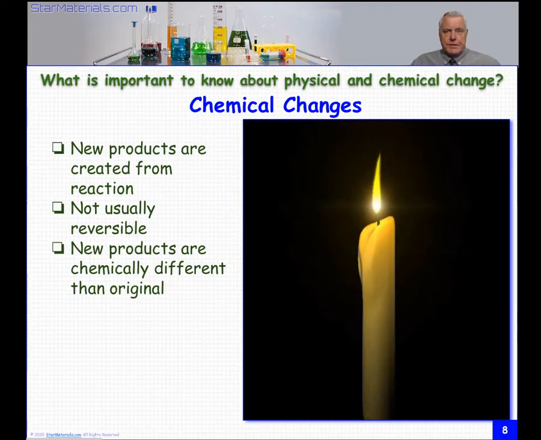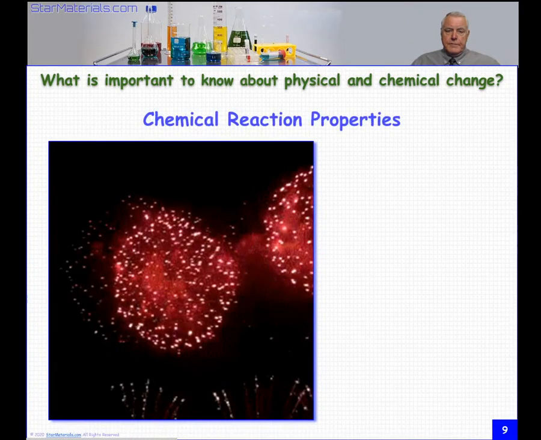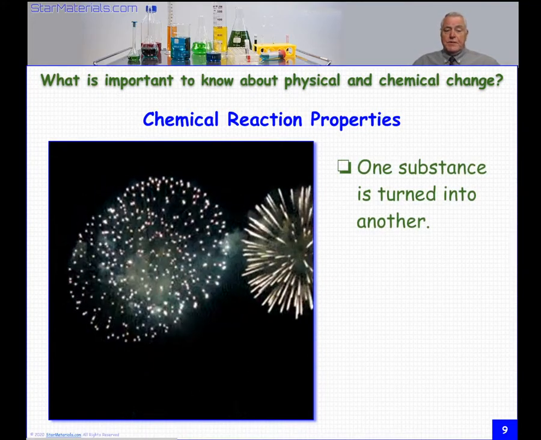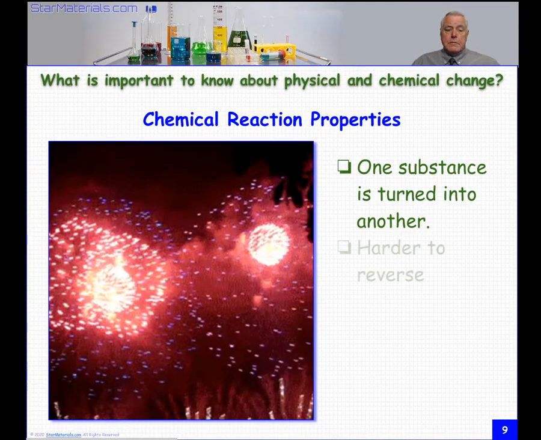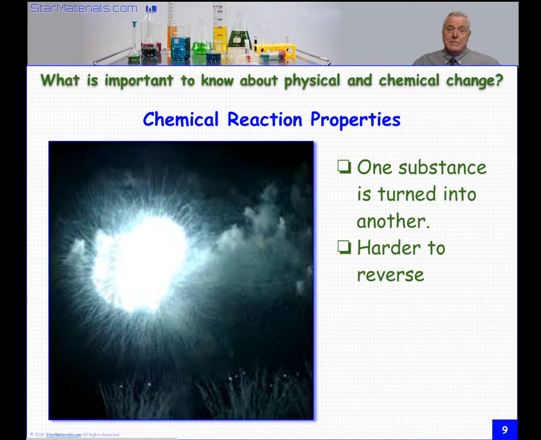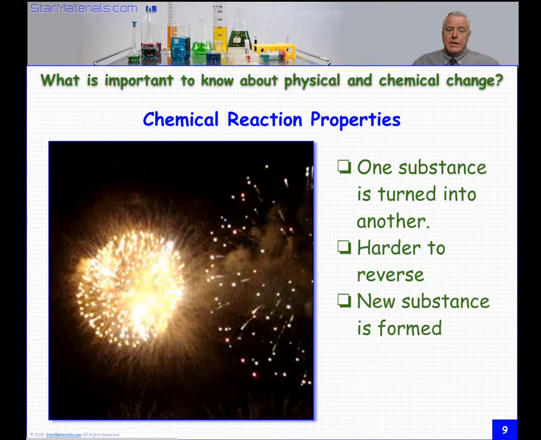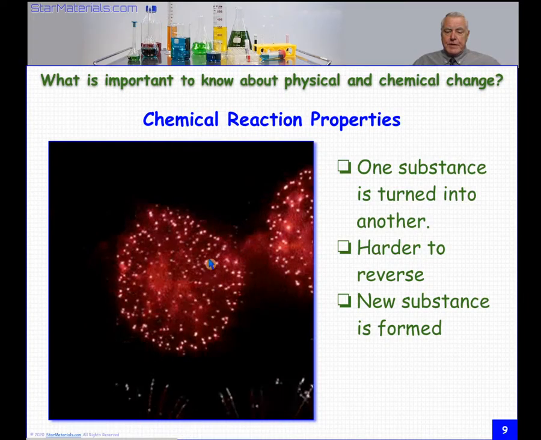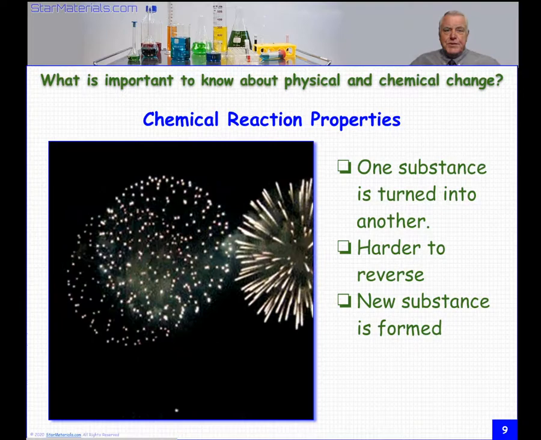The reactants, the things that react. Now, a chemical reaction property, one substance is turned into another by rearranging the atoms. It's sometimes reversible, but it's a lot harder because a new substance is formed. I don't know that you can get these fireworks back into the tube.